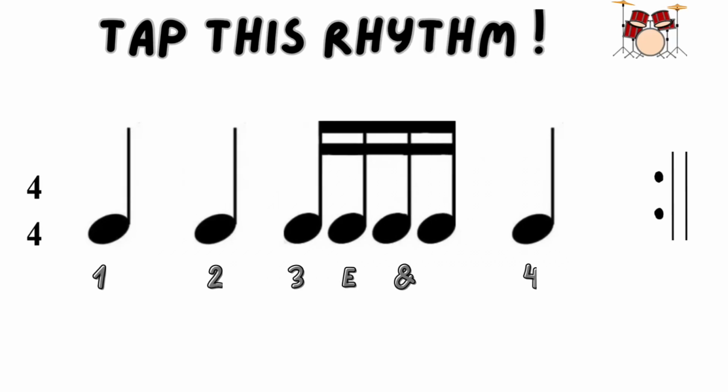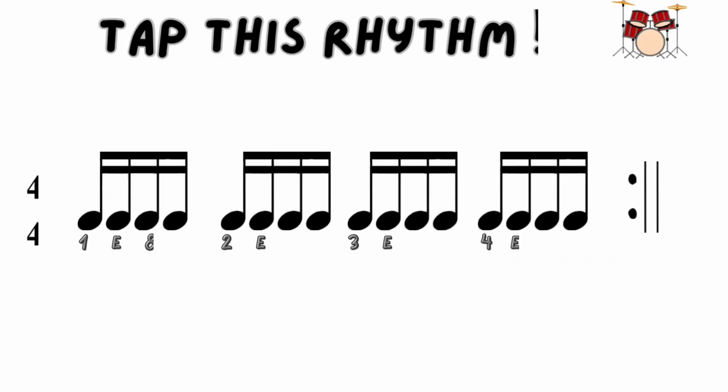Alright, so now we're going to have a go and try and tap this rhythm. So we have a crotchet and semiquavers. So here we go. 1, 2, 3, 4. 1, 2, 3, E-and-A, 4. Great. Okay, now we've got all semiquavers for this rhythm. Ready? 2, 3, go. 1 E-and-A, 2 E-and-A, 3 E-and-A, 4 E-and-A.